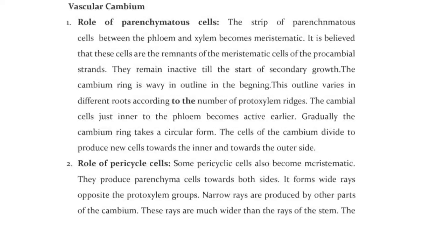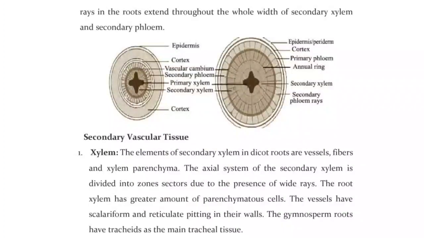Point 2. Role of pericycle cells. Some pericyclic cells also become meristematic. They produce parenchyma cells towards both sides. It forms wide rays opposite the protoxylem groups. Narrow rays are produced by other parts of the cambium. These rays are much wider than the rays of the stem. The rays in the roots extend throughout the whole width of secondary xylem and secondary phloem.